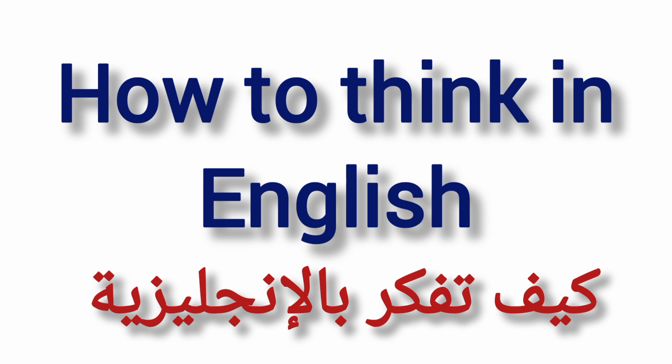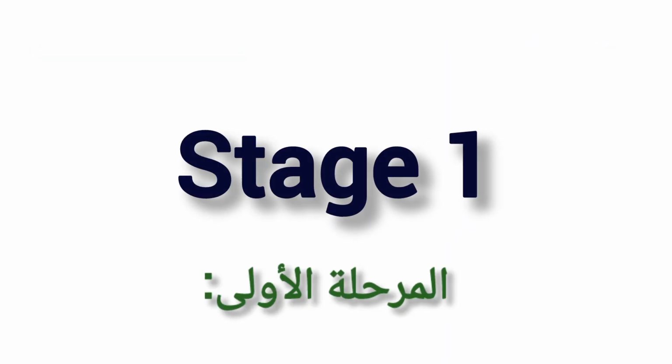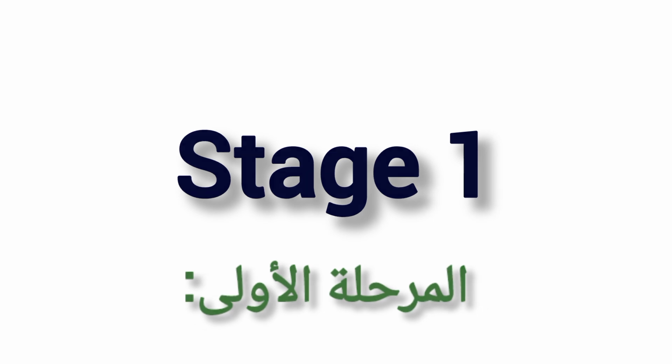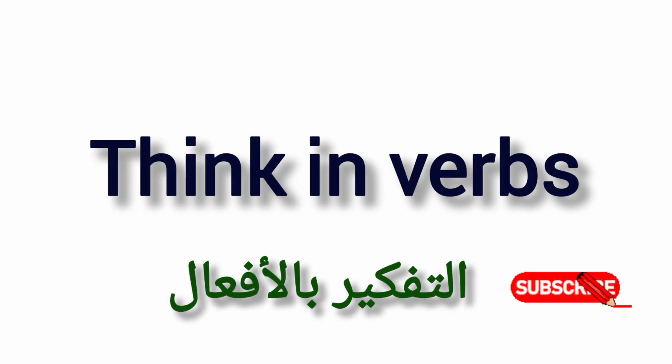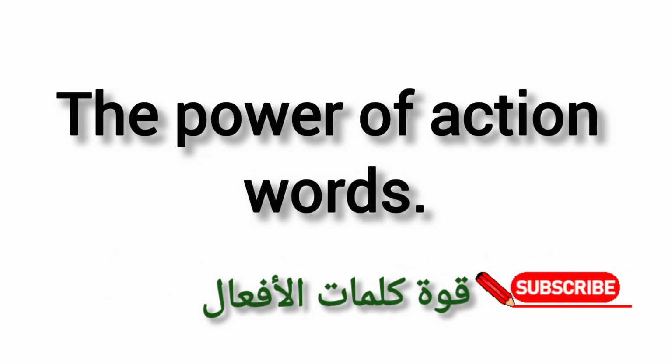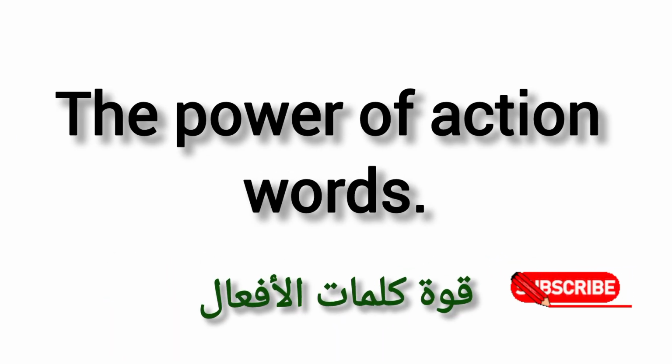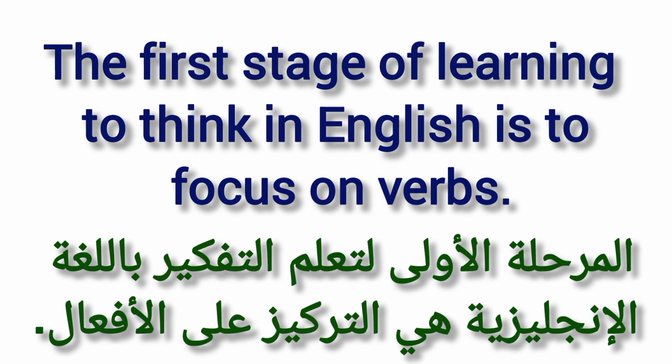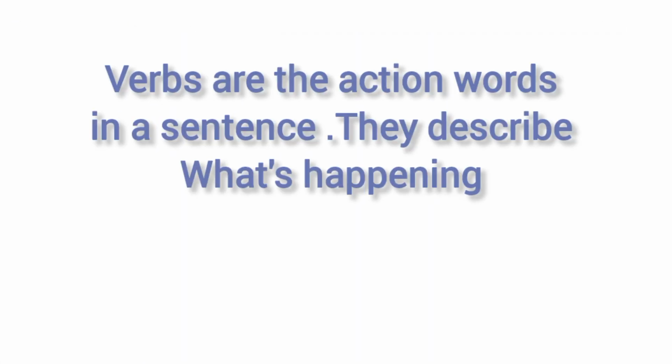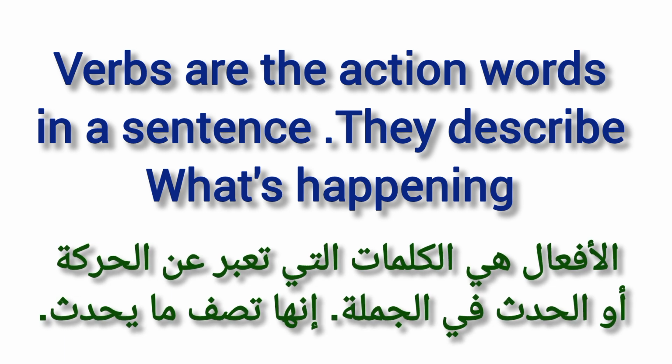How to think in English. Stage 1. Think in verbs. The power of action words. The first stage of learning to think in English is to focus on verbs. Verbs are the action words in a sentence. They describe what's happening.